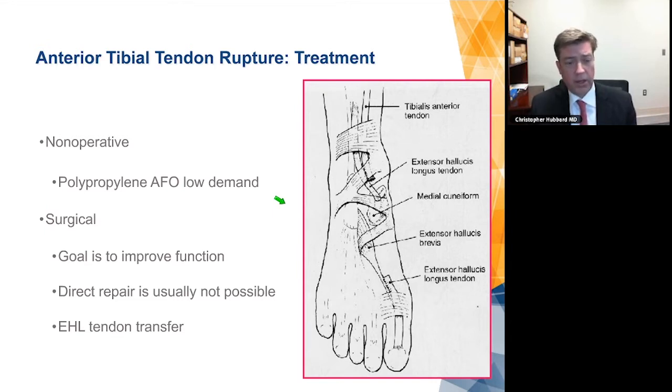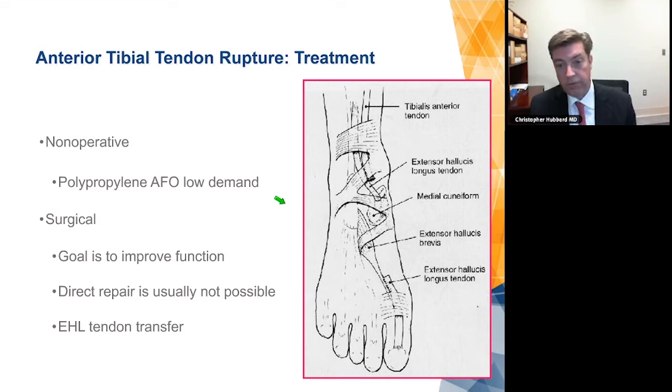The surgical way is to try and get the function back in terms of lifting the foot. Usually this is in a degenerative situation, so it's a bad tendon. It's usually not able to bring the two tendon ends back together, and it's not good quality tendon. So usually we have to transfer a tendon to bridge that gap.